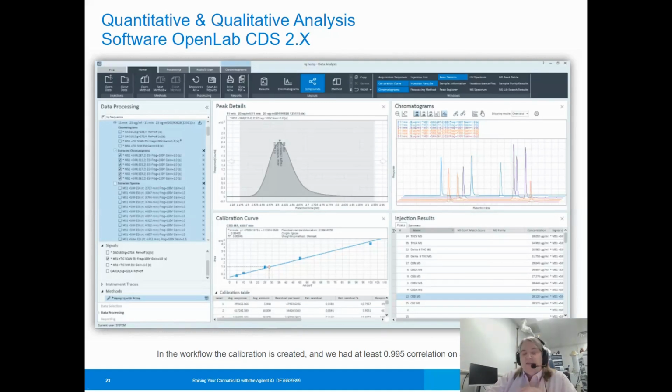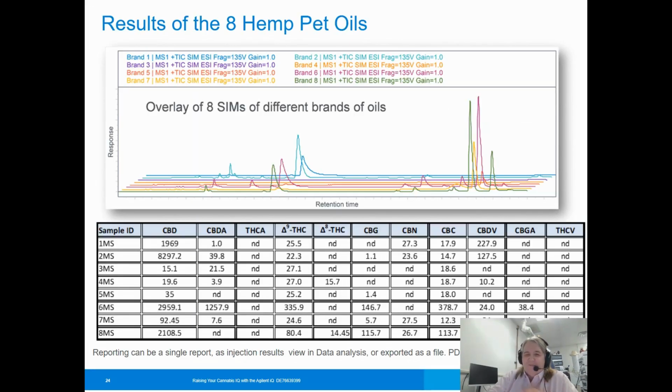And we actually have intelligent reporting that tells you, oh, you're above or you're below. It gives you the CBD calculation. Don't forget, we have to do that magic 0.87 calculation to allow for delta 8, to allow for THCA rather. So this was the result of our 8 hemp pet oils. And I was really surprised.